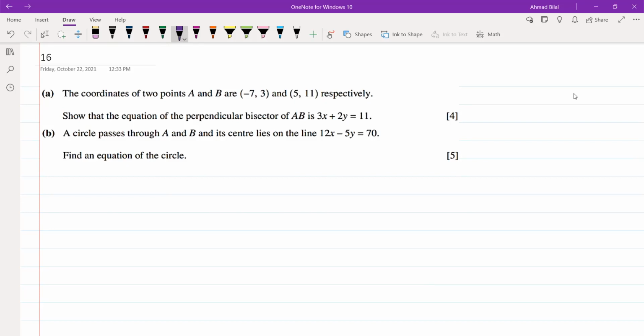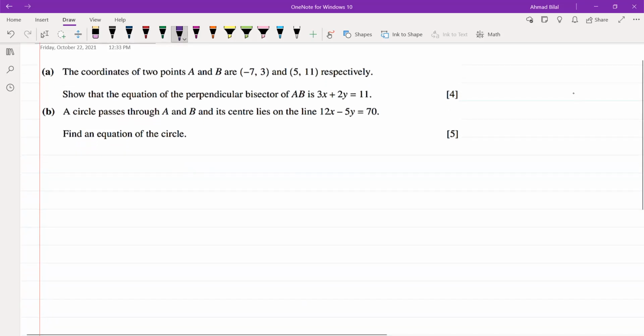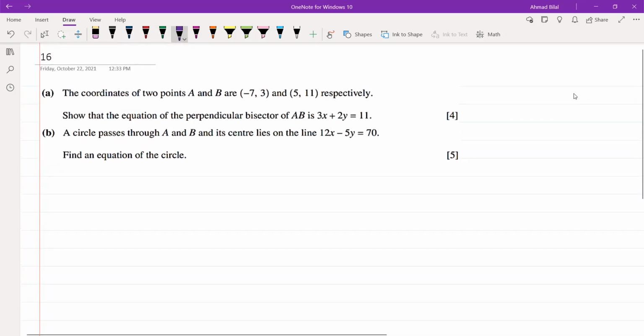So the coordinates of 2 points A and B are given, which are -7, 3, and 5, 11. We have to show that the equation of the perpendicular bisector of AB is 3x plus 2y equals 11. I think that's pretty straightforward. So I'm sure Manal would have done that at least.